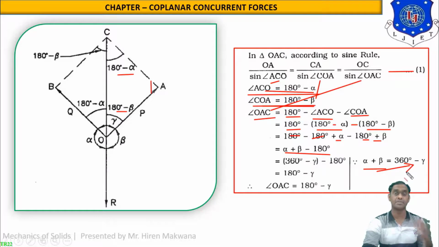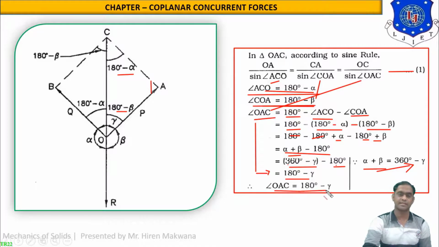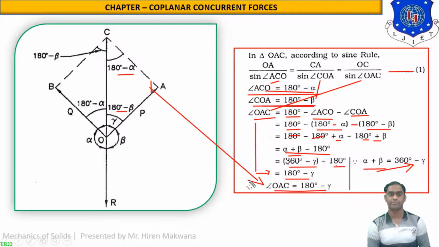Because alpha plus beta plus gamma, the total is 360, they are forming a circle. So in place of alpha plus beta, we can replace 360 minus gamma, and this minus 180 will remain as it is. So 360 minus 180 will be 180 minus gamma. So the angle OAC is equal to 180 minus gamma. So angle OAC is equal to 180 minus gamma finally. So the third angle is now available, which is angle OAC equal to 180 minus gamma.